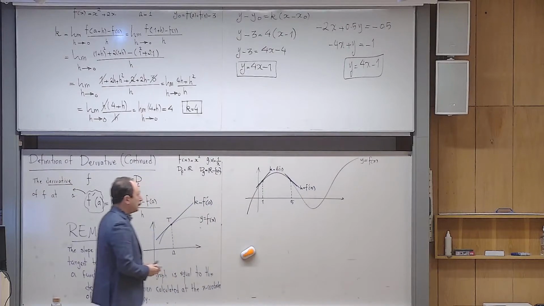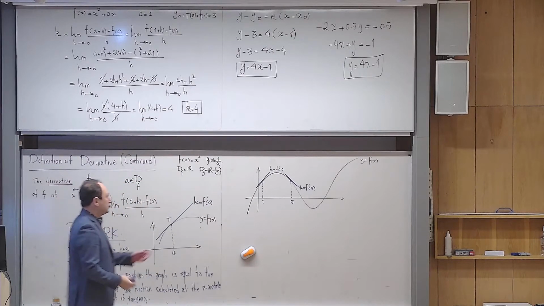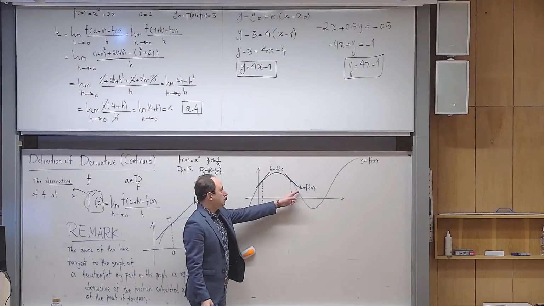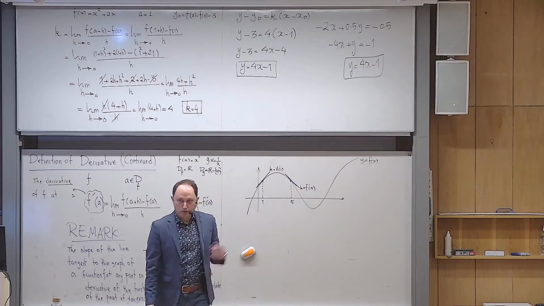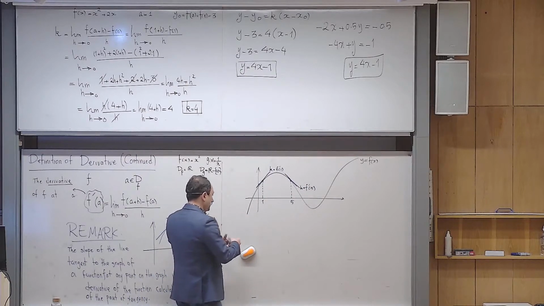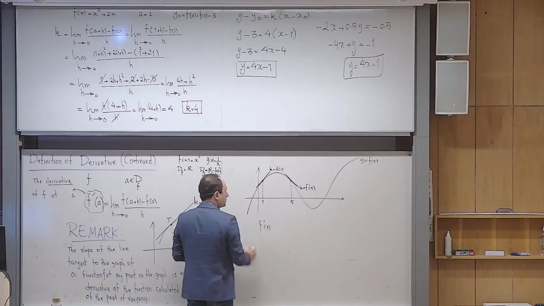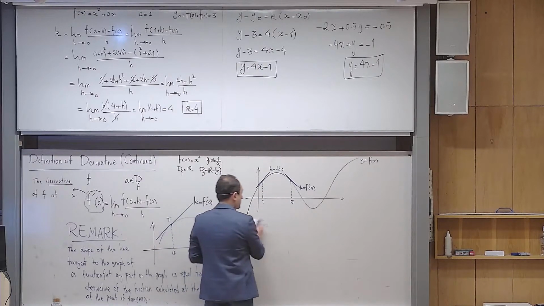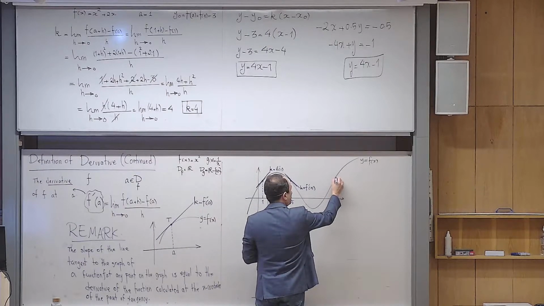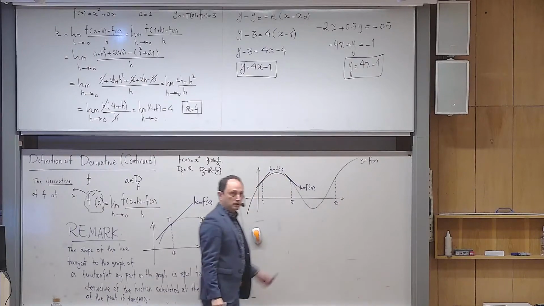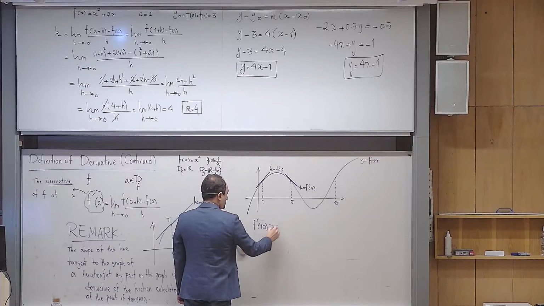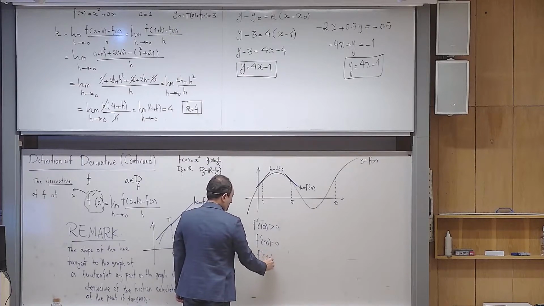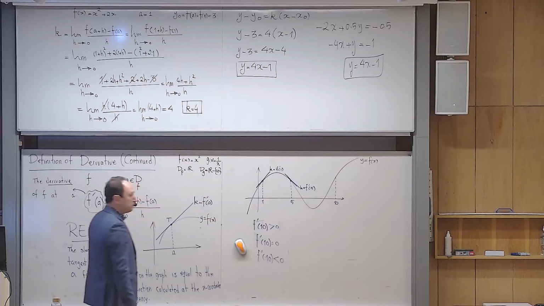If I ask you, do you know the exact value of k here, you would say no, because I don't know the exact formula for the graph. But something is clear. Let me ask you this question. Assume that this point is 10. Is f prime of 10 positive, 0, or negative? This you should be able to answer.